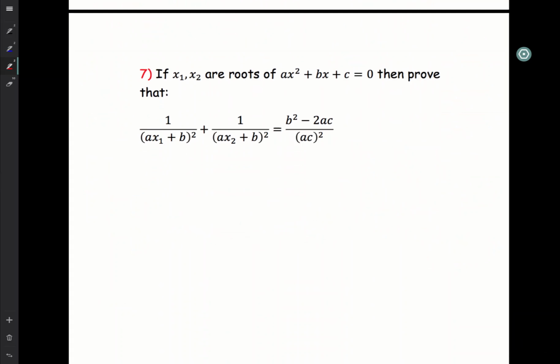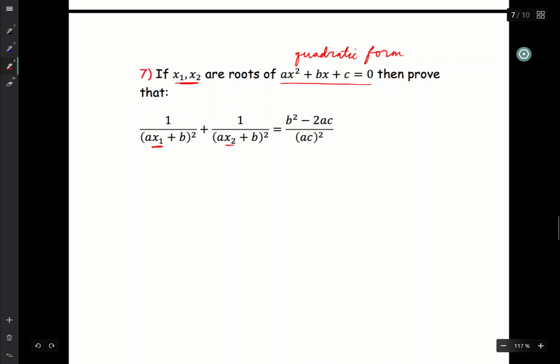Alright, problem 7. If x1 and x2 are roots of ax squared plus bx plus c equals 0. So x1 and x2 are the roots of this standard quadratic form, right? Again, this is a quadratic form which we studied in detail, all the aspects of it. Prove this relation. Okay, this is also an interesting relation. And these are the roots, right?